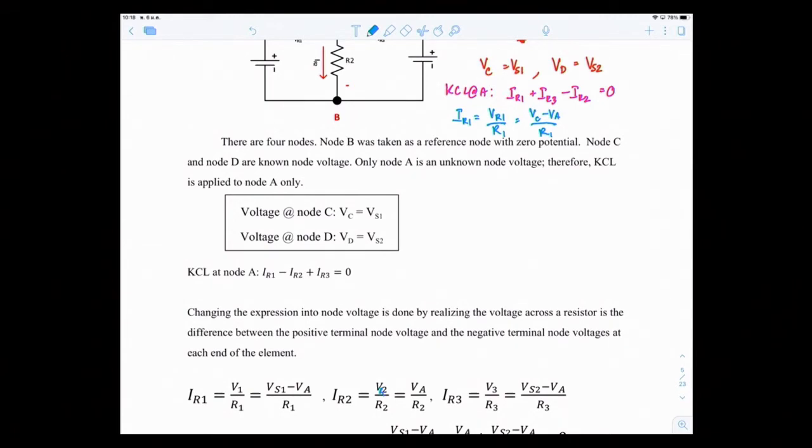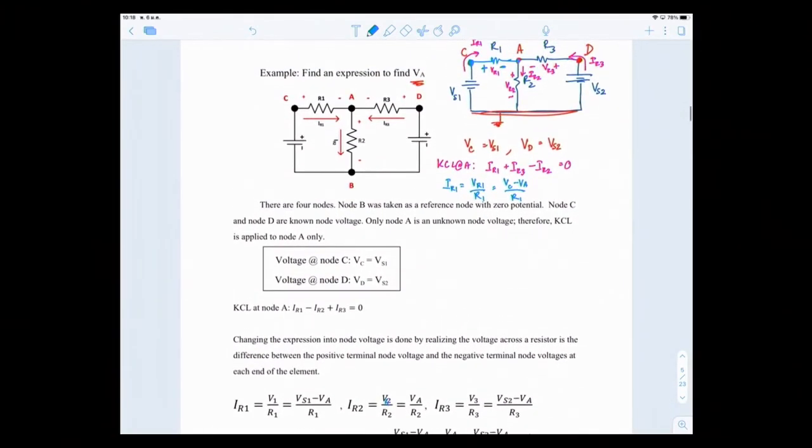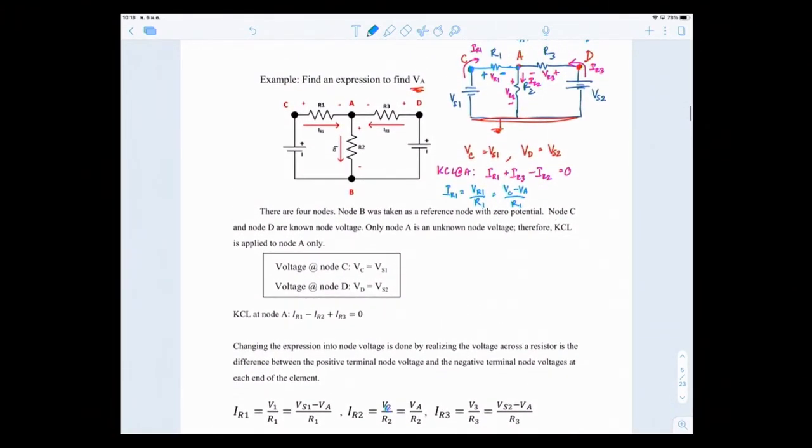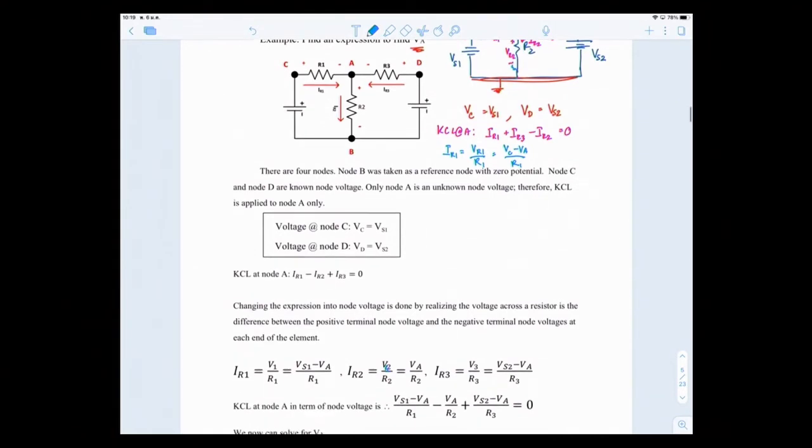But VR2 is nothing but, if you look at the picture again, the voltage drop between the positive terminal here, which is VA, and the potential at the negative terminal of R2, which is 0. Therefore, VR2 is simply VA. So IR2 is VA over R2.